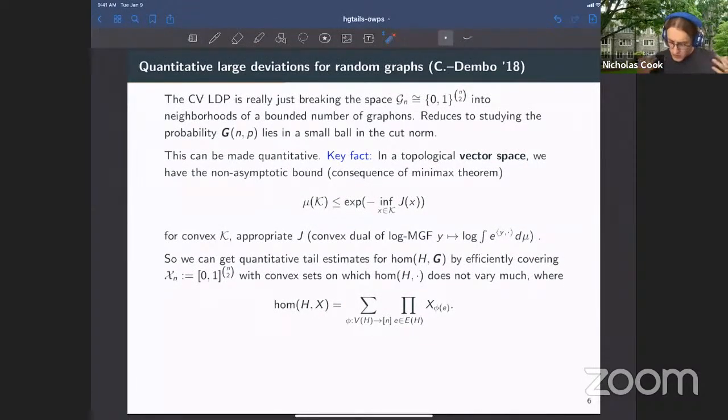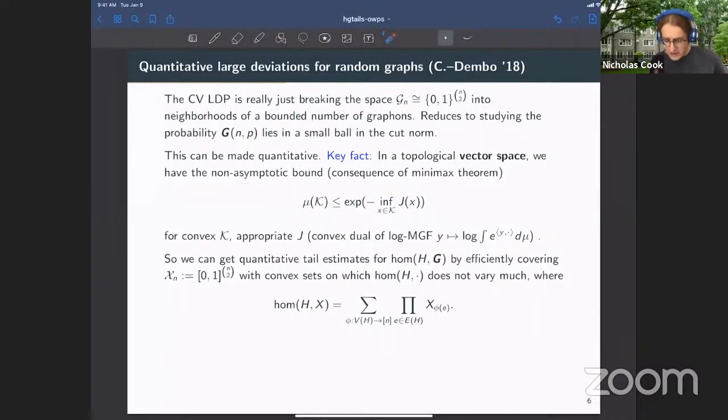So in general, large deviation principles make sense on a topological measure space. If you give it a bit more structure, if you work in a topological vector space, then you have a nice non-asymptotic upper bound. So you have this upper large deviations principle with no error term, and it's non-asymptotic for convex sets. If you have a convex set, then you get this large deviations upper bound.